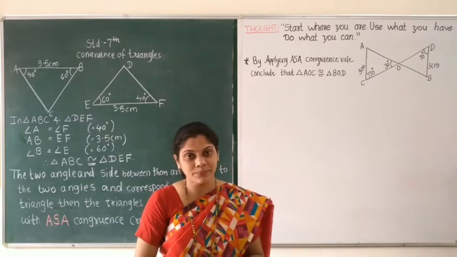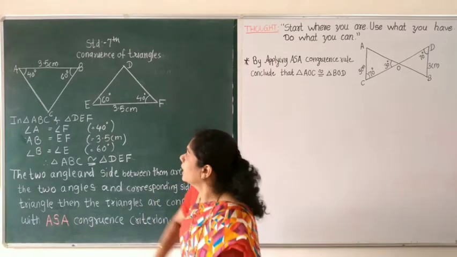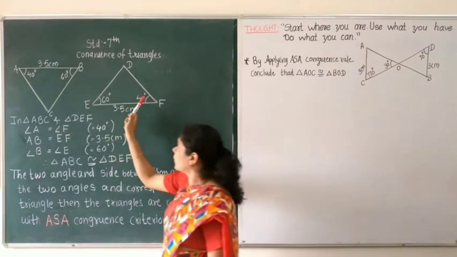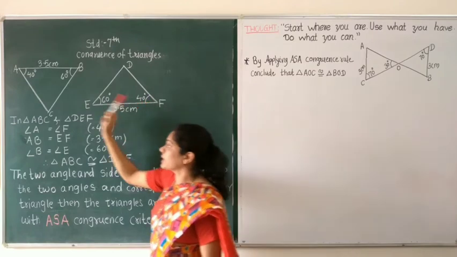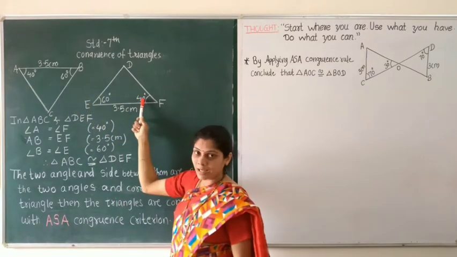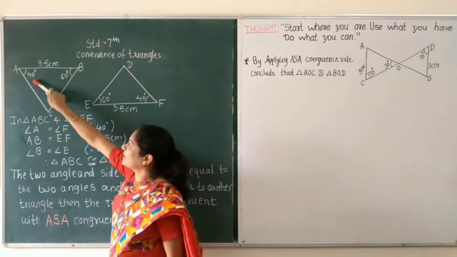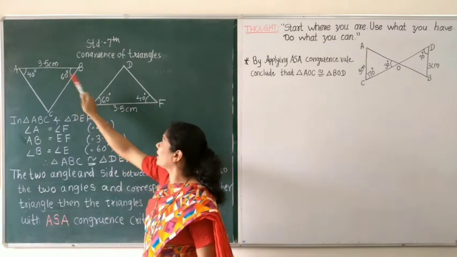Do you get this? Look carefully. This 40 degrees and this 40 degrees are the same. That means we have congruent angles. After the angle, they give us the measurement of the side, 3.5 cm.